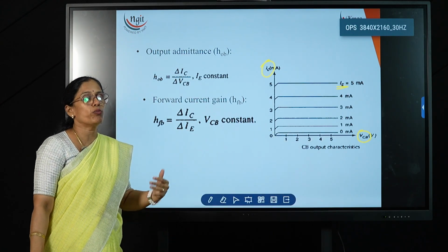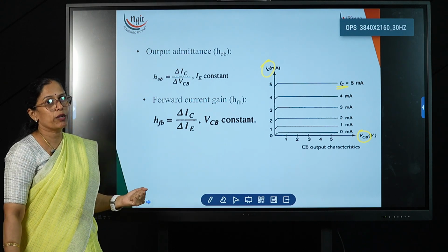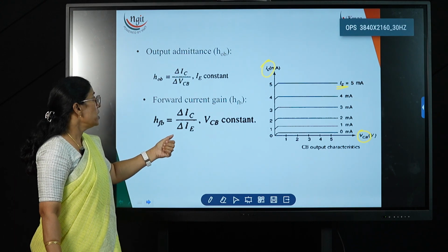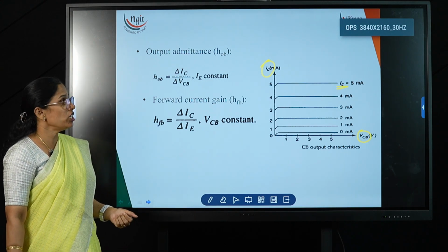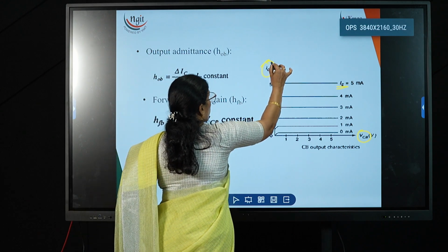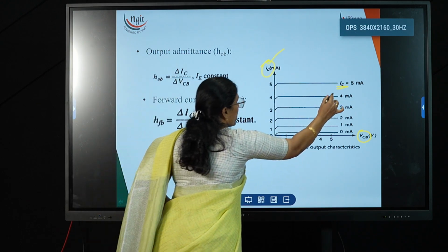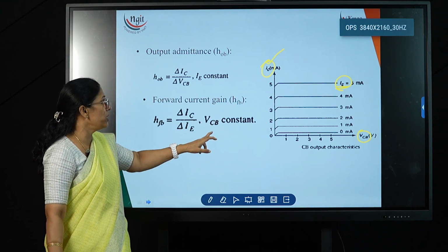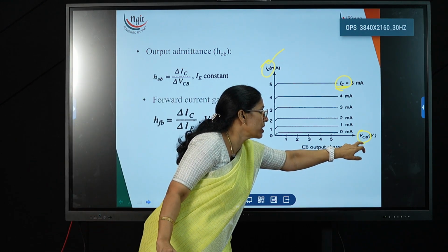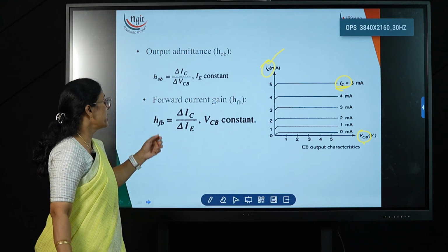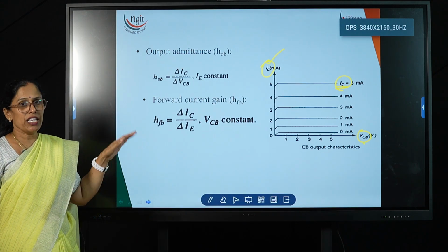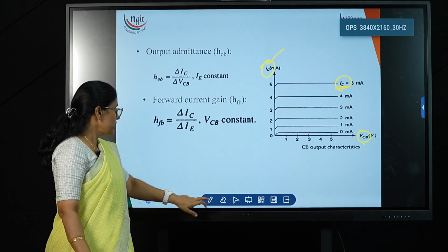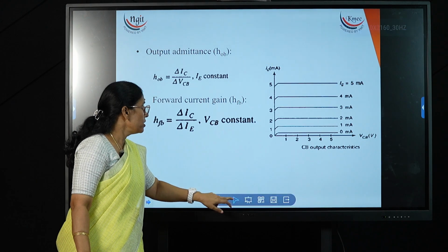Similarly, forward current gain. Current gain is output current divided by input current. Here HFB is the ratio of change in output current to change in input current. If we take the ratio of these two parameters by keeping VCB constant, we get the forward current gain. By seeing these parameters, we can design the amplifier. So this is about the CB configuration.